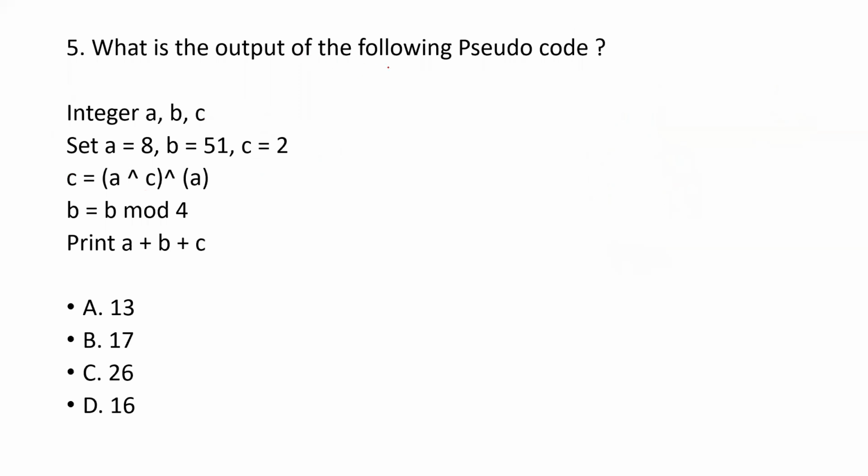The question says, what is the output of the following pseudocode? So basically we have to find what will be the output. We are given three variables. So we are setting A as 8, B as 51, C as 2.